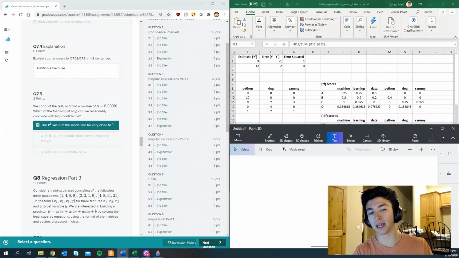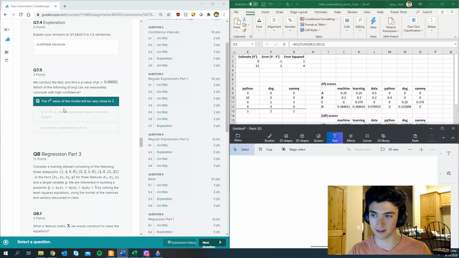A small p, like 1 times 10 to the negative 5, indicates that I should reject the null hypothesis. This is strong evidence that the null hypothesis is invalid, that y is dependent on x, and that the feature model must therefore have coefficients greater than 0. So that is the explanation for 7.5.